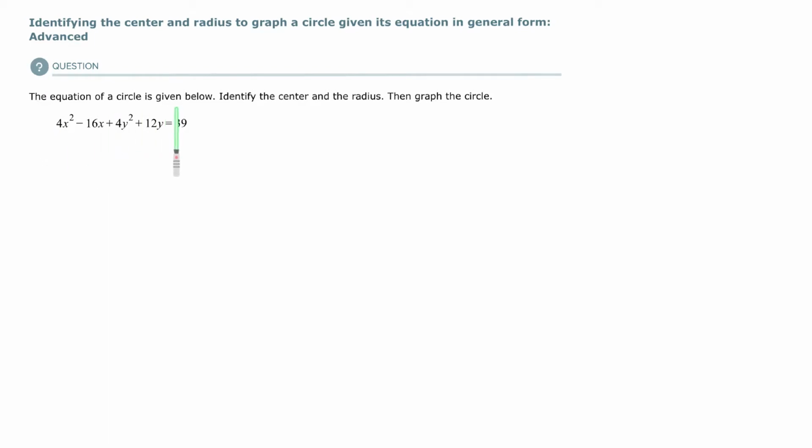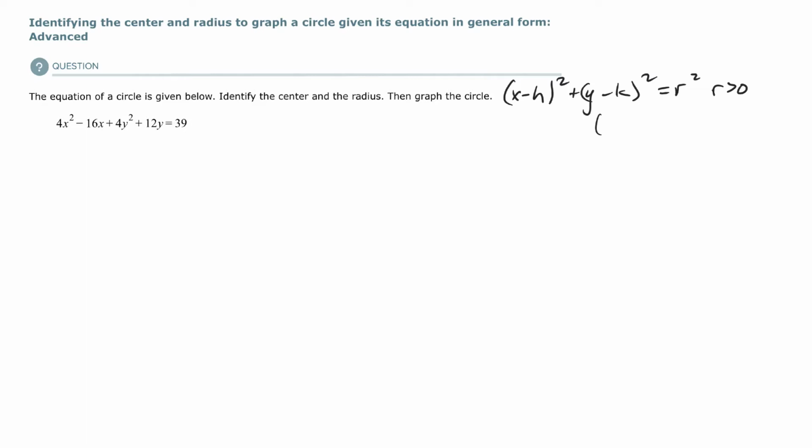An equation of a circle is given below. Identify the center and the radius, then graph the circle. First thing we want to do is write the standard form of an equation of a circle. It is actually (x minus h) squared plus (y minus k) squared is equal to r squared, where r is greater than 0.